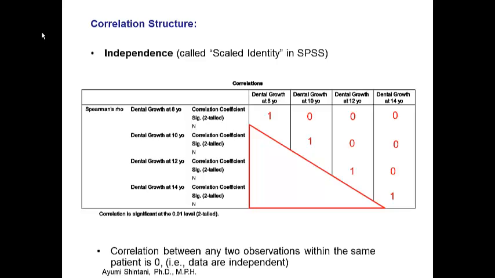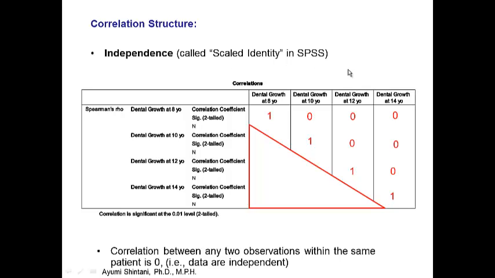And the next type of correlation: we allow 100% correlation for the same values. That's of course, right? The correlation between the same variable has to be 1. And then the correlation between the different values, so dental growth at year 8 and 10, and 8 and 12, and 8 and 14, so all of the off-diagonal correlations, you assume there is no correlation. Okay. So 1 or 0. And this is called the scaled identity.